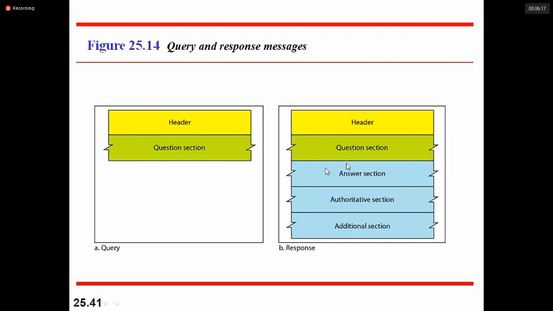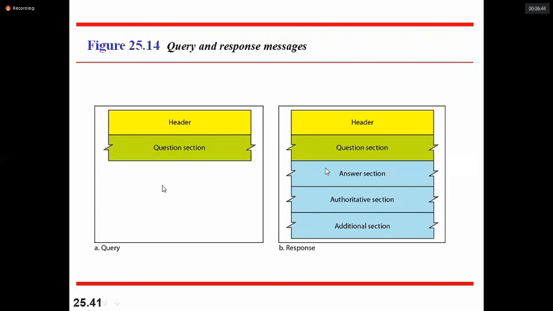So the response has more subsections when compared to the query. The query has just a header as well as a question, whereas the response has a header section, a question section, an answer section, an authoritative section, and an additional section. So let me go into the first message, that is the query message.